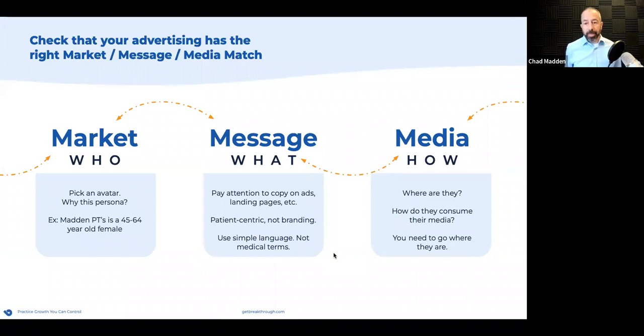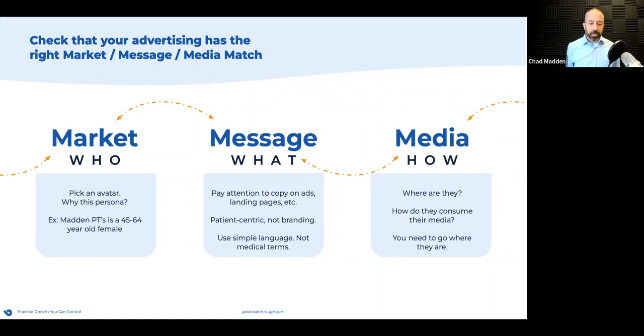And when we're talking about attraction and getting people to raise their hand, we're going to go back to the market message media match triangle, because this is the fundamental principle driving all marketing. So the first thing that we want to focus on is, who are we marketing to?